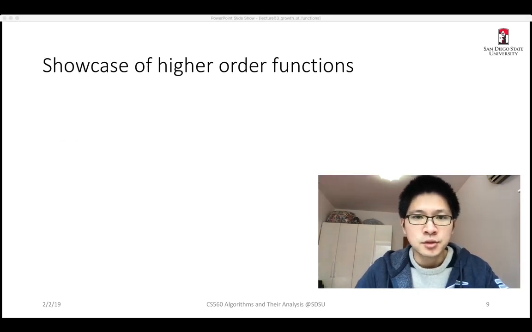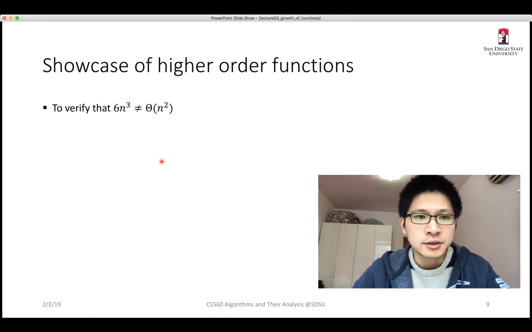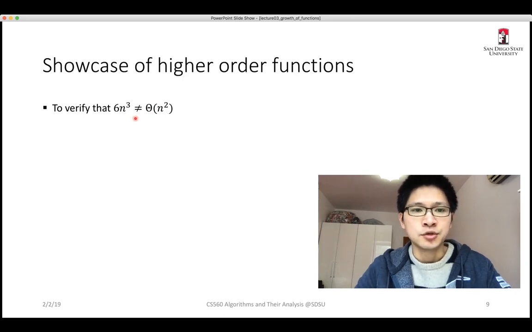Next, we can use the mathematical definition of theta notation to prove why the higher order terms in the functions cannot be ignored. In this specific example, we want to show why the function 6 times n cubed, or 6 times n to the power of 3, is not a member of theta of n squared. We cannot use the notation theta of n squared to describe the asymptotic property of 6 times n cubed.